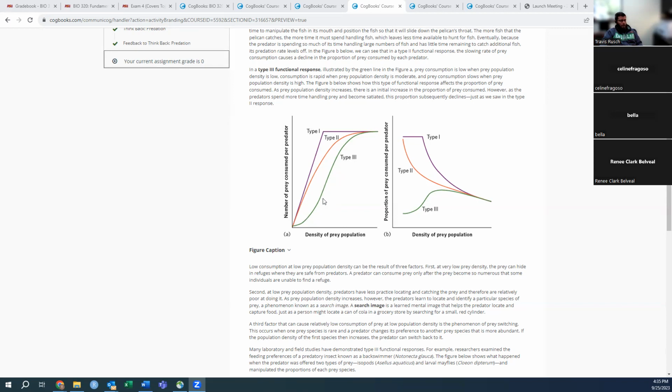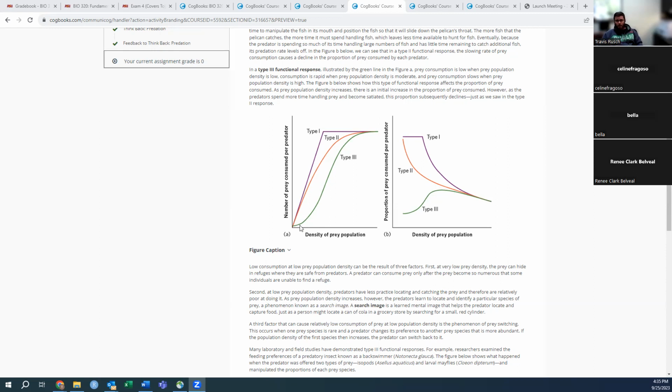The second one is that at low population, the predators have less practice locating and catching the prey. So they're just not as good at catching the prey, but the more they do it, because there's more of them around, the more efficient they become. And then the third one is prey switching. That's just at low densities, they switch from one prey to another prey.